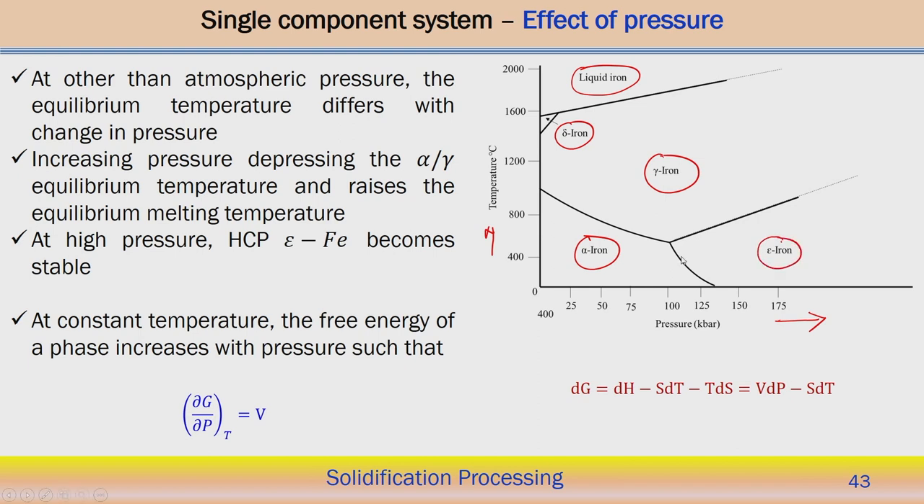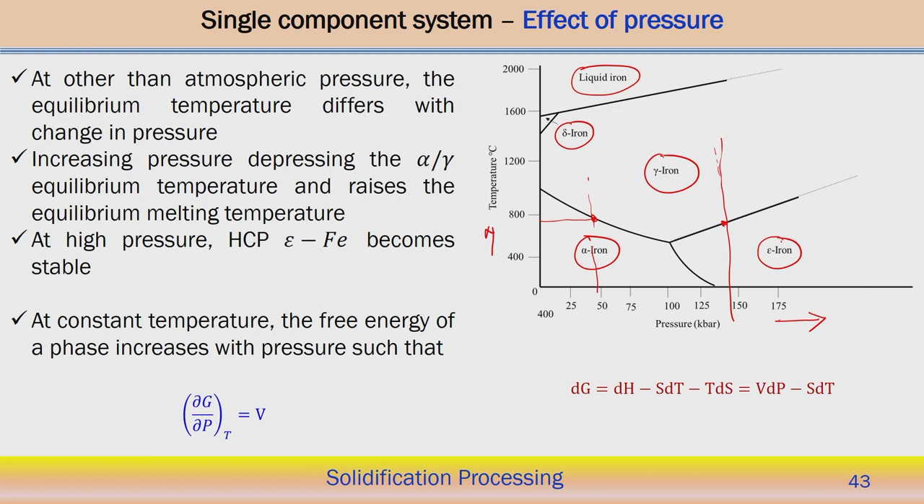Alpha iron is basically a low temperature phase, and gamma iron and delta iron are the high temperature phases, with equilibrium along these lines. At this particular point and pressure, the two phases gamma and epsilon iron are in equilibrium. Similarly, at any particular point we pick at this pressure and temperature, both gamma iron and alpha iron are in equilibrium. If we keep the pressure fixed and reduce the temperature, the phase changes from gamma iron to alpha iron. It depends on the state of temperature and pressure.